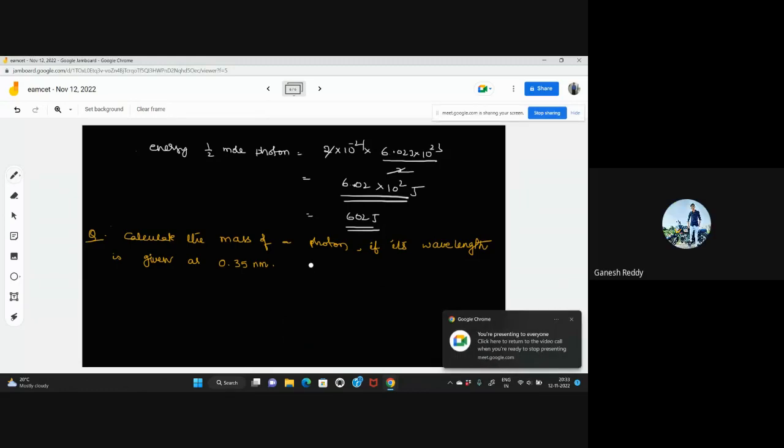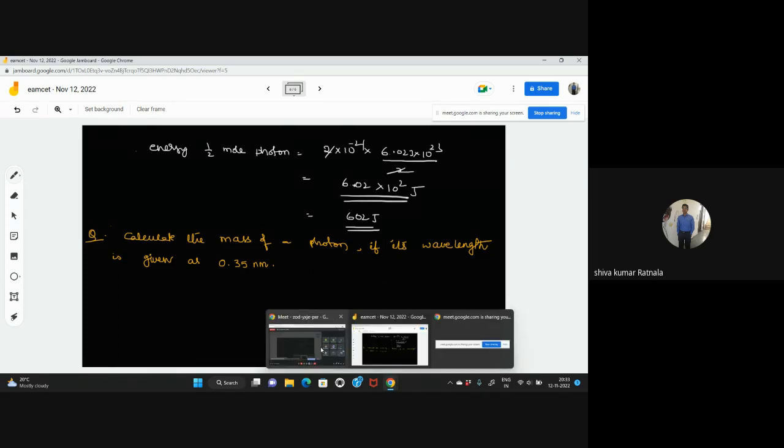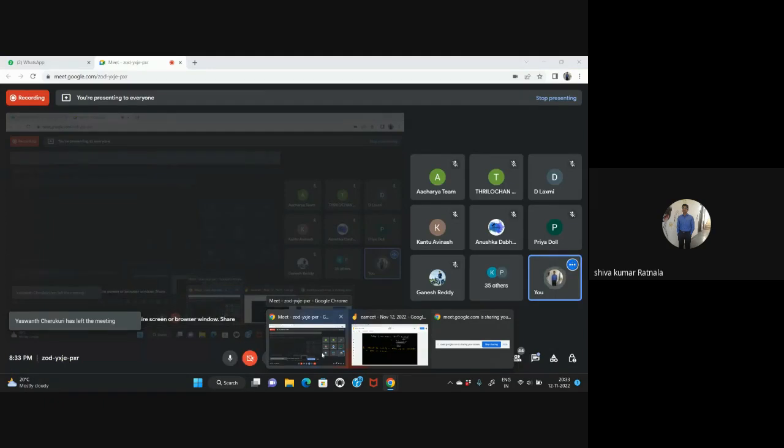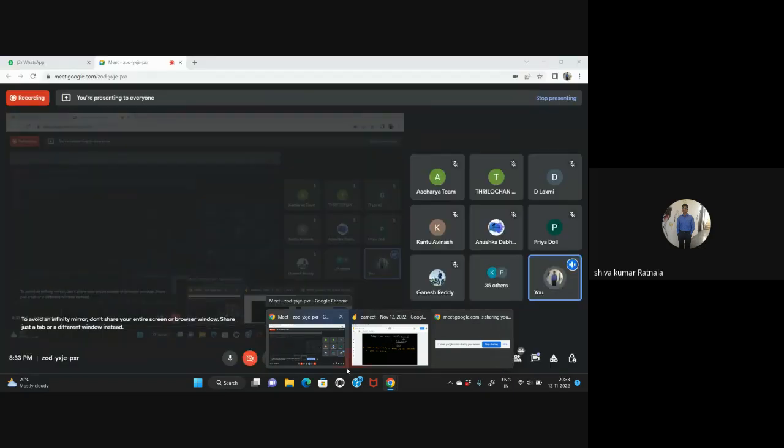Sir, E equals mc squared. How to calculate wavelength? From c equals f lambda, you can get lambda, equal to c by f. So how can you calculate energy? Lambda equals h by mc, sir. Lambda equal to h by mc is the apt formula.